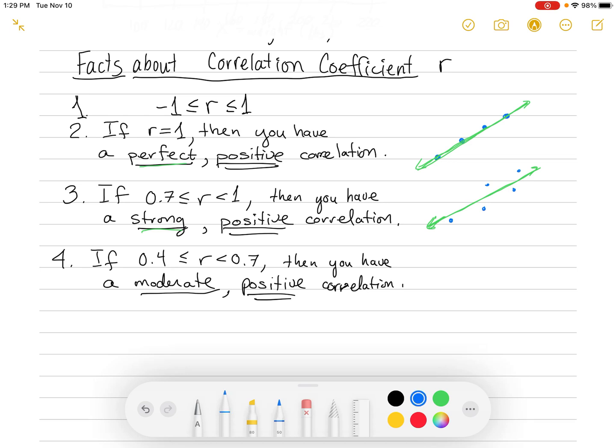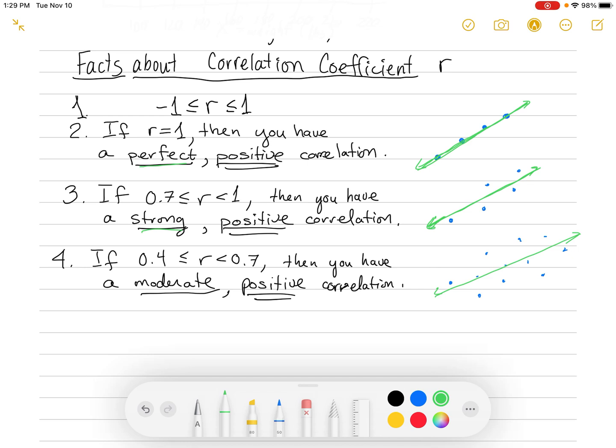So what would that look like? Well, that would look like you got a bunch of points, something like that. And you can see that they're kind of trending in a linear formation, but they're more scattered out. And they're trending in an upwards direction from left to right. So maybe something like this.